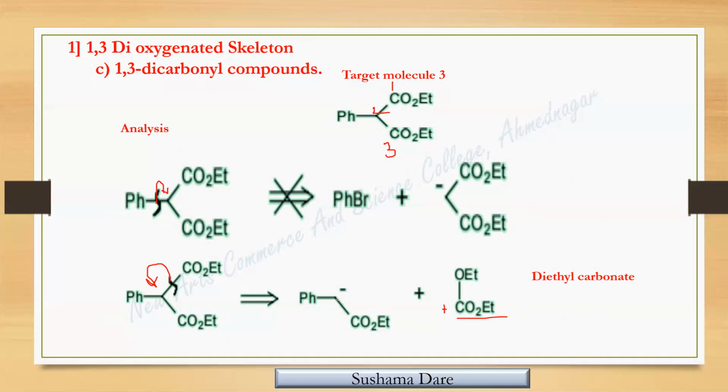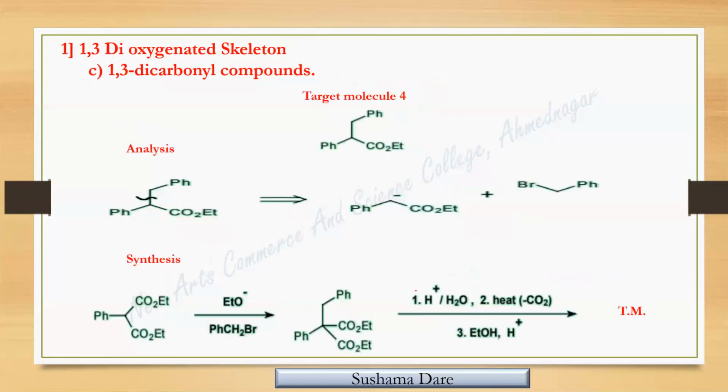And what is the synthetic equivalent for this negative synthon? Just write down the hydrogen there, and that hydrogen is the alpha hydrogen that you can abstract by the base. So with this, next target molecule.